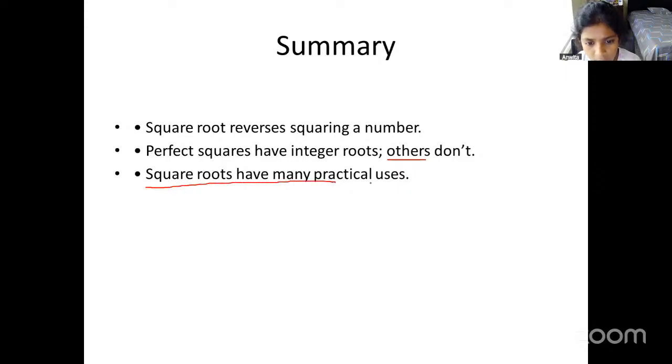Square roots have many practical uses, especially in geometry, in finding the area of a square, area of a circle, area of a triangle, and area of a hexagon. So many applications are there. All those will be learned later, right? Okay, sir.